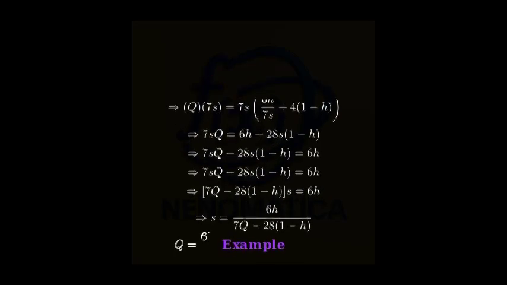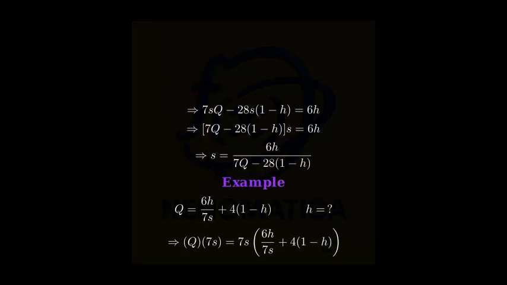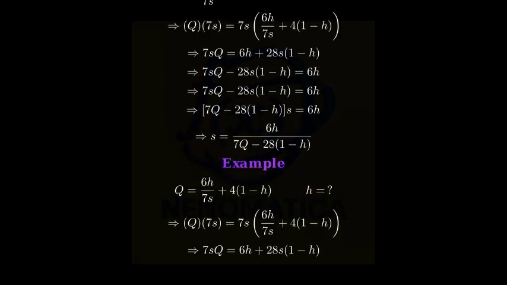We have the same equation as before. Q equals 6h divided by 7s plus 4 times the quantity (1 minus h). But this time, we need to find the value of h. We'll follow the same initial steps as before. First, multiply both sides by 7s to clear the fraction. This gives us q times 7s equals 7s times the quantity (6h divided by 7s plus 4 times the quantity (1 minus h)). Next, distribute the 7s. We get 7s times q equals 6h plus 28s times the quantity (1 minus h).